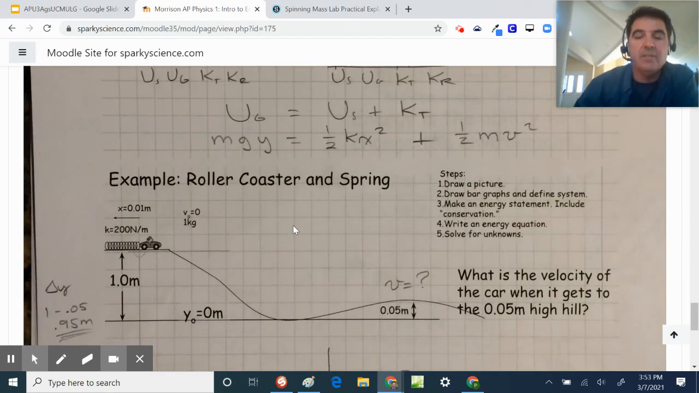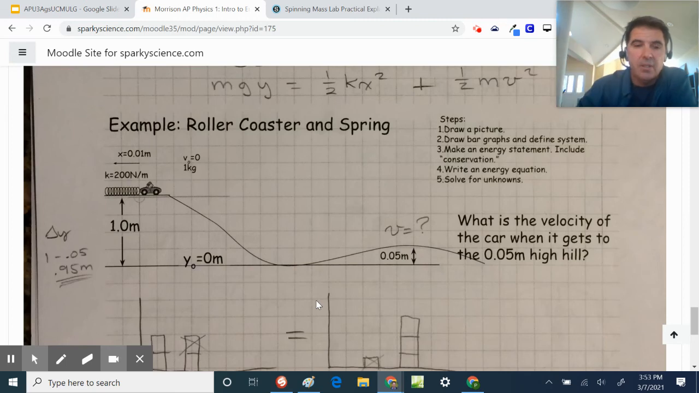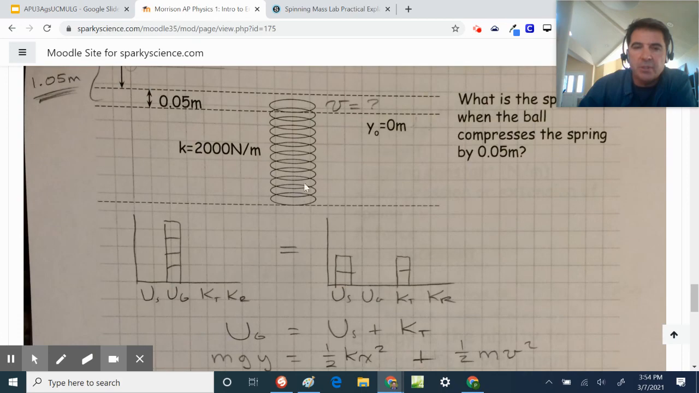Okay, in the end, we've got another question, and it has to do with this roller coaster and spring put together. At the beginning, I'm not going to drop exactly 1 meter. I'm going to drop from here to here, 0.95 meters. As you can see right here, we go from 1 to 0.05. So from here to here, my delta y is 0.95 meters. And my spring is squeezed by 0.01 meter, and it has a spring constant k of 200 newtons per meter. What is the velocity of the car when it gets to the 0.05 meter hill? It's a little bit of both of these questions.